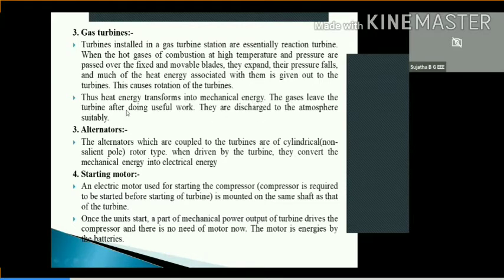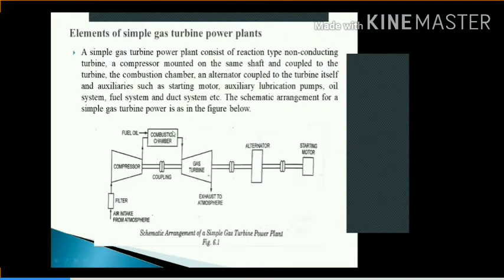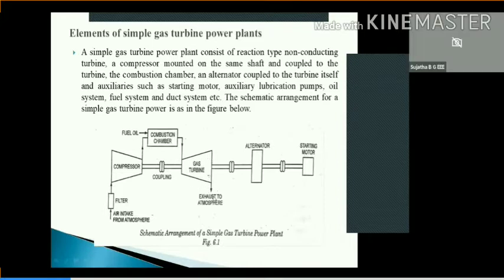So the gases leave the turbine after doing useful work, and they are discharged to the atmosphere suitably. So here you can see the gases are finally exhausted to the atmosphere.